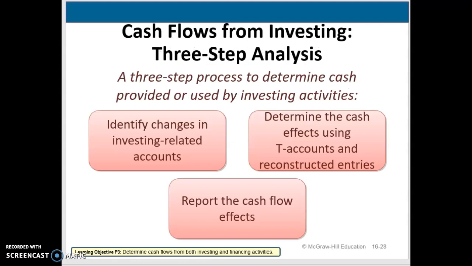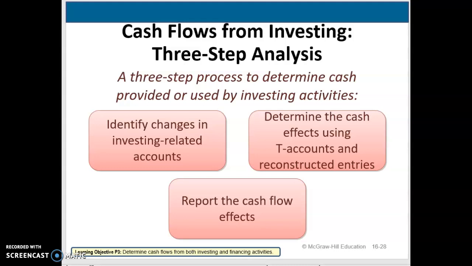So the second major step in the statement of cash flows is to compute and record the cash flows from investing activities. We normally do this by identifying changes in a couple of things. First, changes in all long-term asset accounts, like our plant assets, like our equipment and our trucks, those kinds of things, and any current accounts for notes receivable and investment in securities. Reporting of our investing activities is identical under both the direct and the indirect method. To determine the cash provided by investing activities, we're going to identify changes in investing-related accounts, determine the cash effect using T accounts and reconstructed journal entries, and then report the cash flow effects.